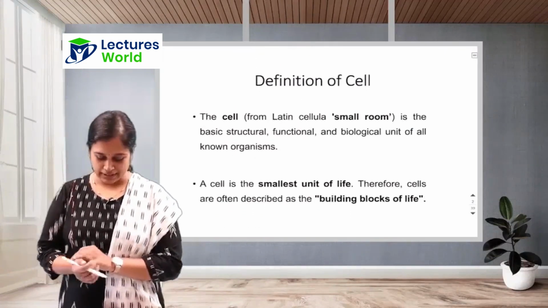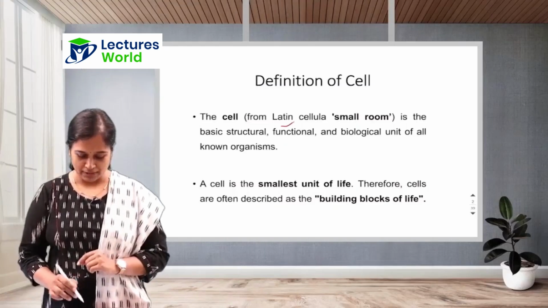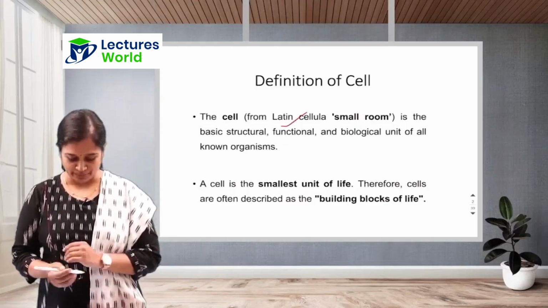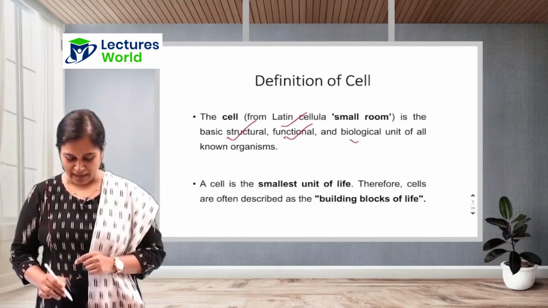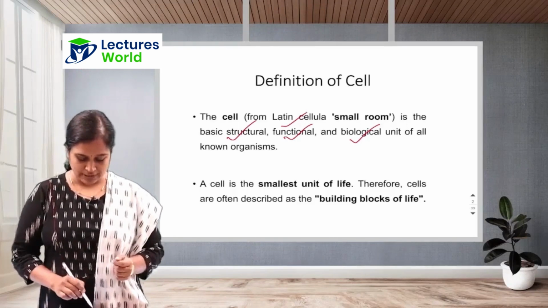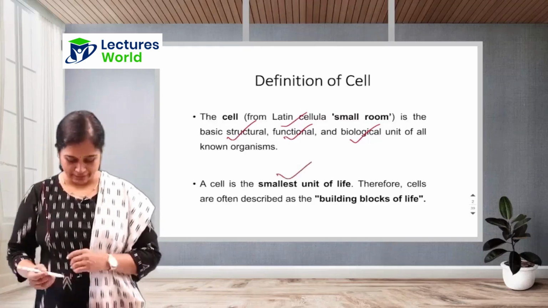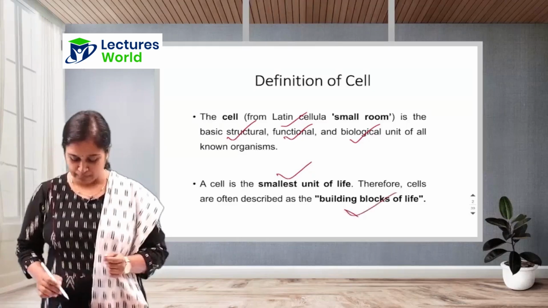Definition of the cell: the word is derived from the Latin word, which means small room. It is the basic structural, functional and biological unit of organisms. So it is the smallest unit of life. Therefore, cells are often described as the building blocks of life.